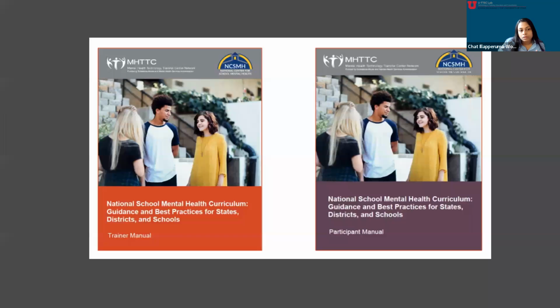So both of these manuals contain all of the slide decks covered throughout these 8 series. It also talks about core features of comprehensive school mental health. It gives you so many resources and examples. So I would highly recommend that you try to get your hands on this resource as well.